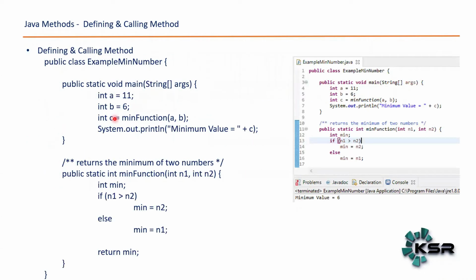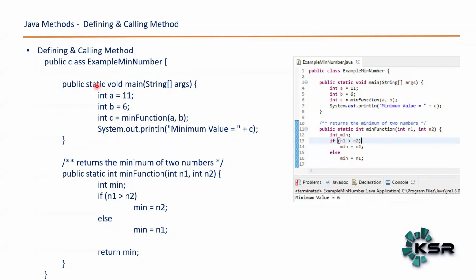Okay, so here this is a simple example of defining and calling a method. This is my class example min number, and then this is the entry point for the Java application. That is the reason we are not creating an object for this main method. So I have two variables, integer a and b, and c I am calling because this is within this particular method. So I am calling the min function and passing two parameters.